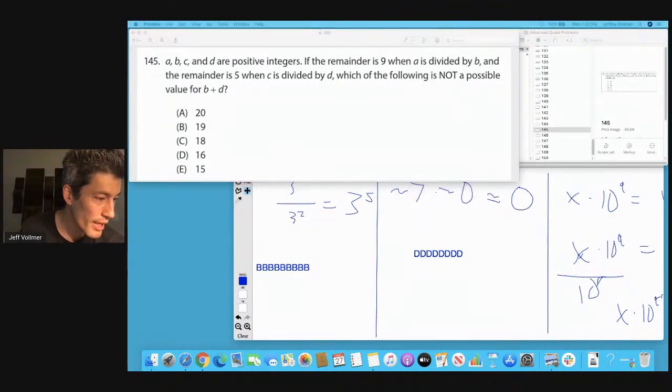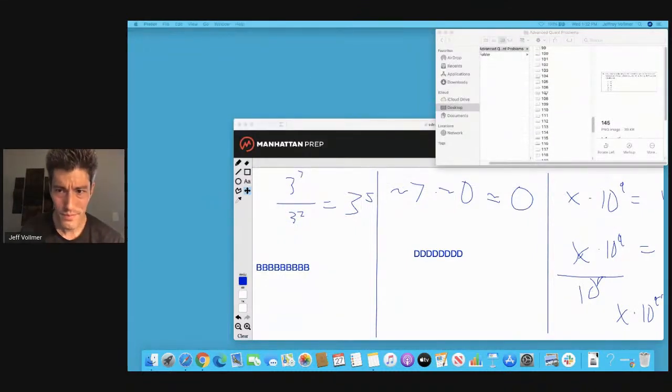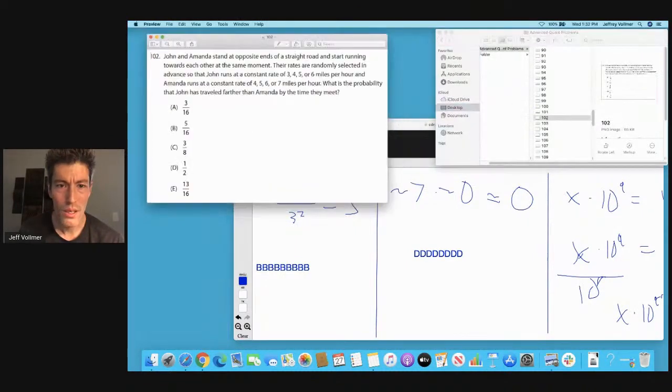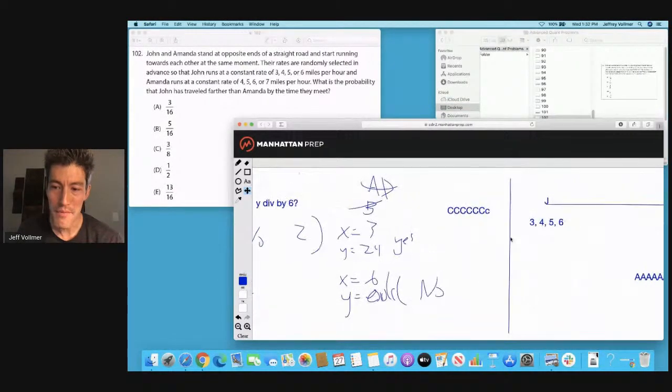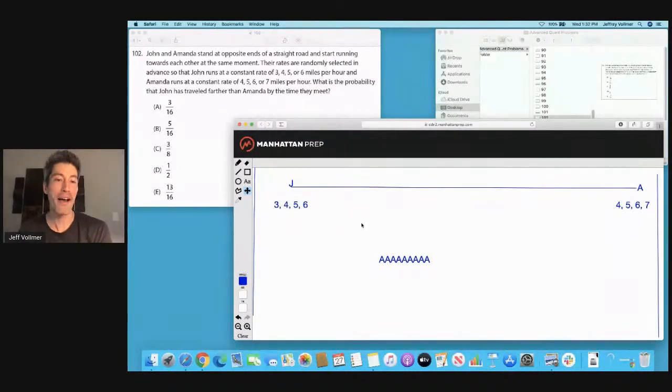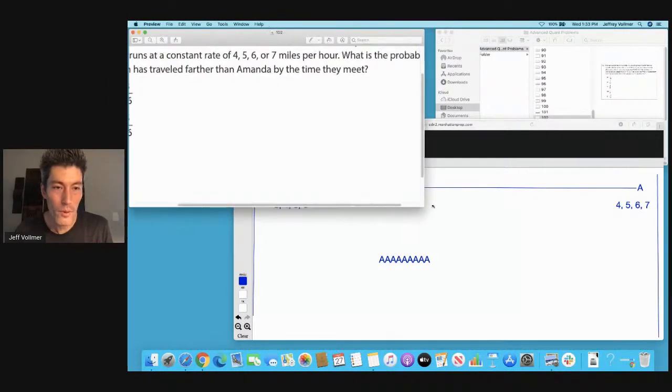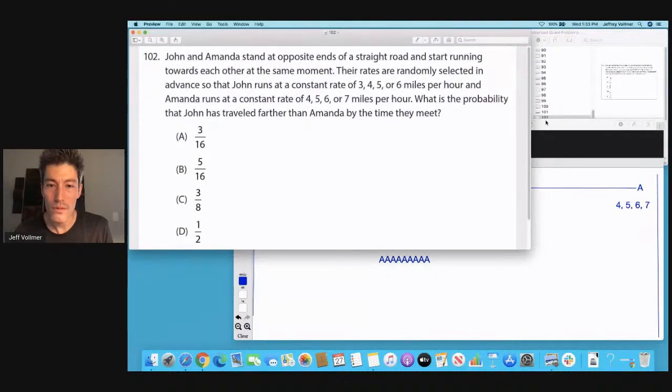All right. There were some, can I explain 102 again? Which one was 102? Was that the second to last one? Let's take a look at 102. Oh, actually, I think of all of these, this one might have been my favorite one because I felt pretty good about it. But basically, you have John and Amanda. They're going to start running towards each other, and their speeds are randomly determined by these values. Oh, let me go ahead and make the problem a little bigger for everyone. There we go.